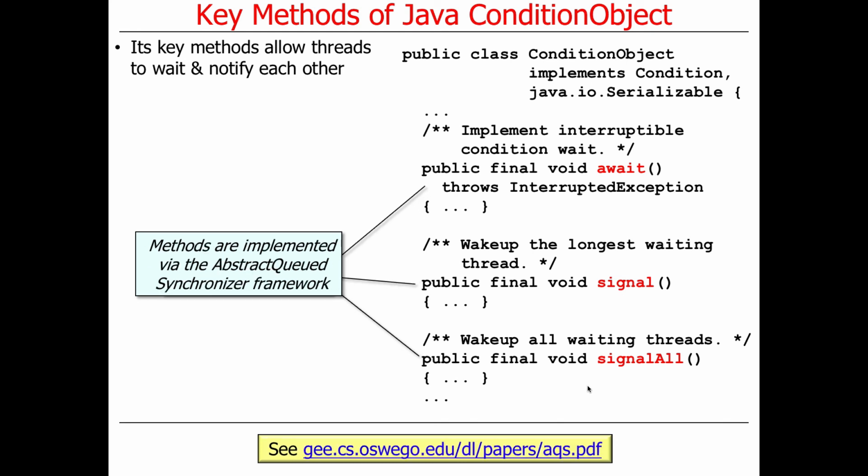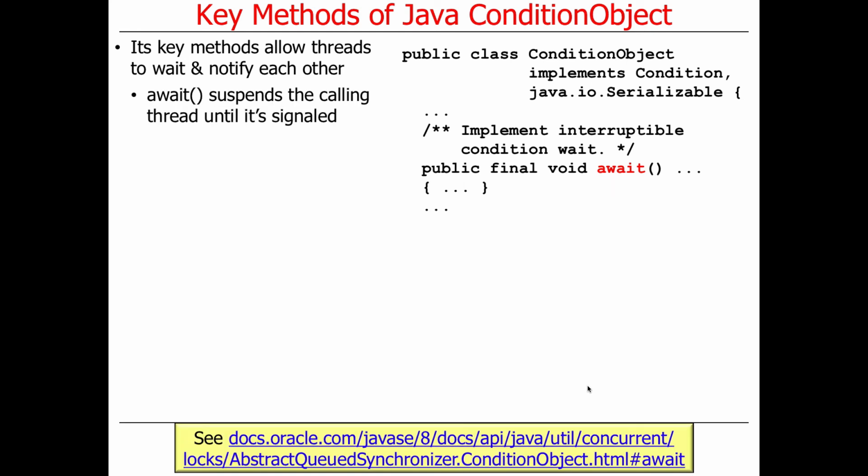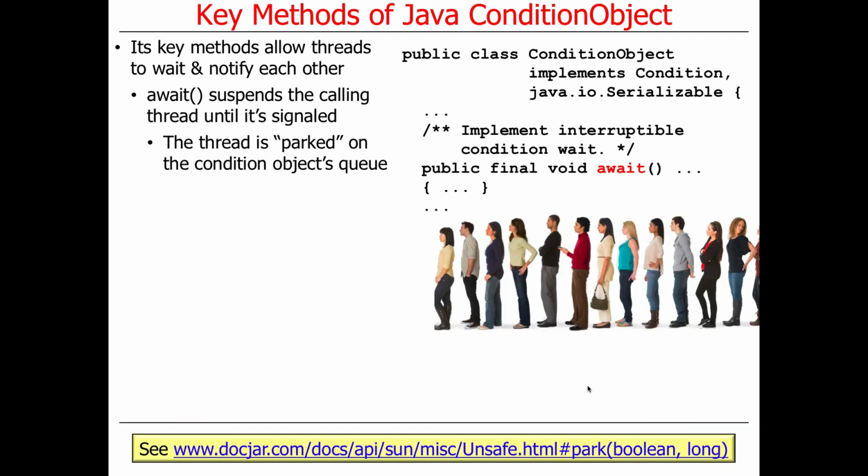Internally, these methods are implemented using the abstract queued synchronizer framework, which we talked about before, and it's really quite fascinating. If we have some time at the end of the class, I might walk through the code and show it to you. It's really interesting. What does await do? Await basically suspends the calling thread until some other thread signals it. So basically it takes the calling thread and parks it on the queue of this condition object. If you take a look, there's a method actually called park, which is used to put something on the queue. So it's basically going to add it to the end of the queue.